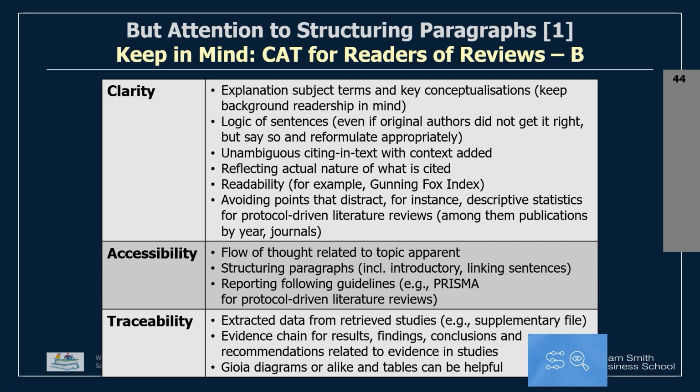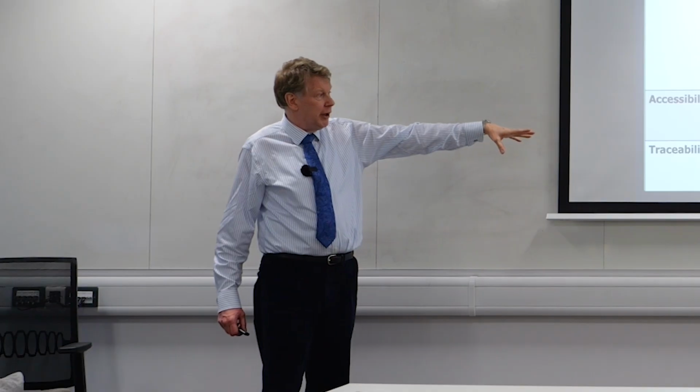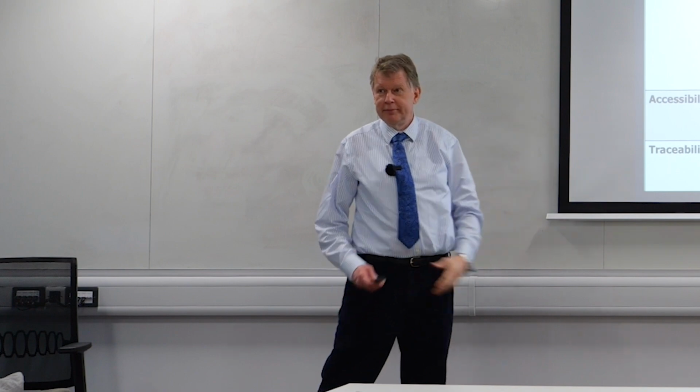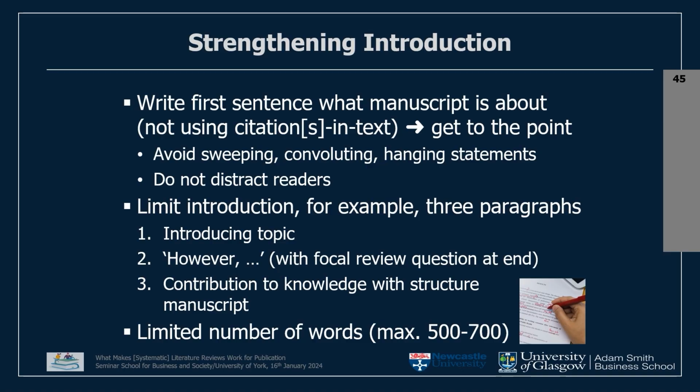Accessibility, flow of thought, structuring paragraphs, reporting following guidelines, PRISMA for example, and the traceability, the evidence chain that has to be presented. In supply chain management, they always start with a sentence cited from somebody else that supply chain management or supply chain whatever is important because competition nowadays is between supply chains.